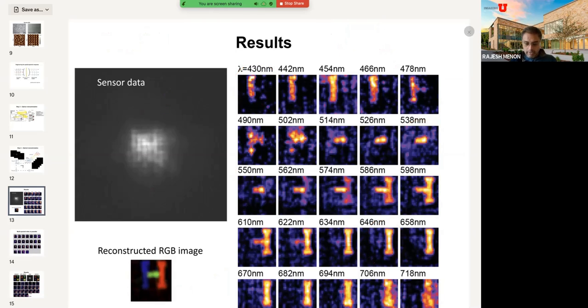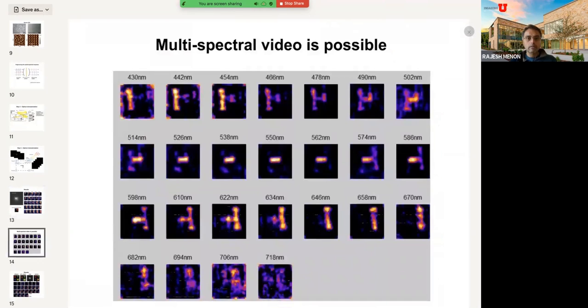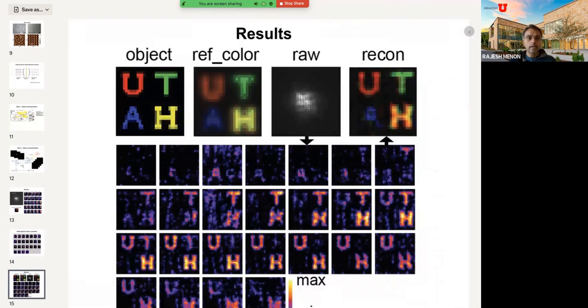Let me show you a couple more examples, and we can actually do this really fast. So this can be done in a video, for instance. I don't have the video here, but you can imagine doing this with a conveyor belt and so on. This is another interesting experiment we did with the letters Utah with different colors, and you can see that you can separate out the different colors very, very quickly, very, very precisely as well.